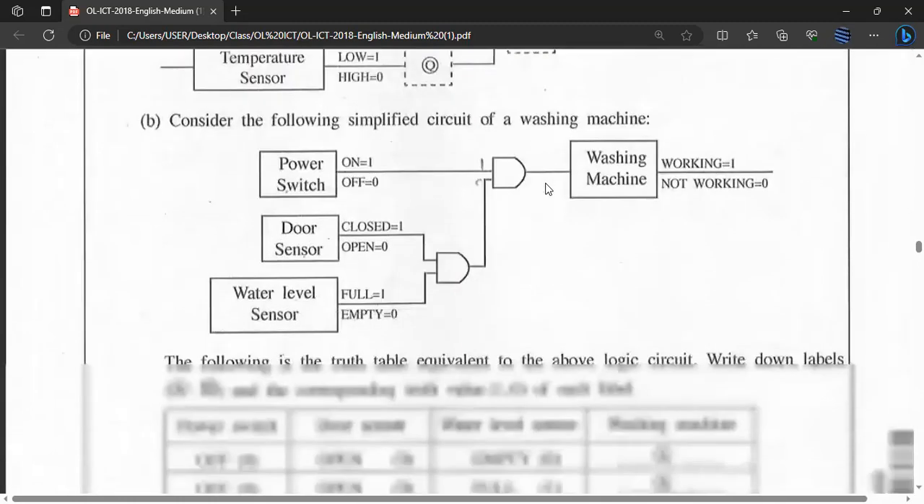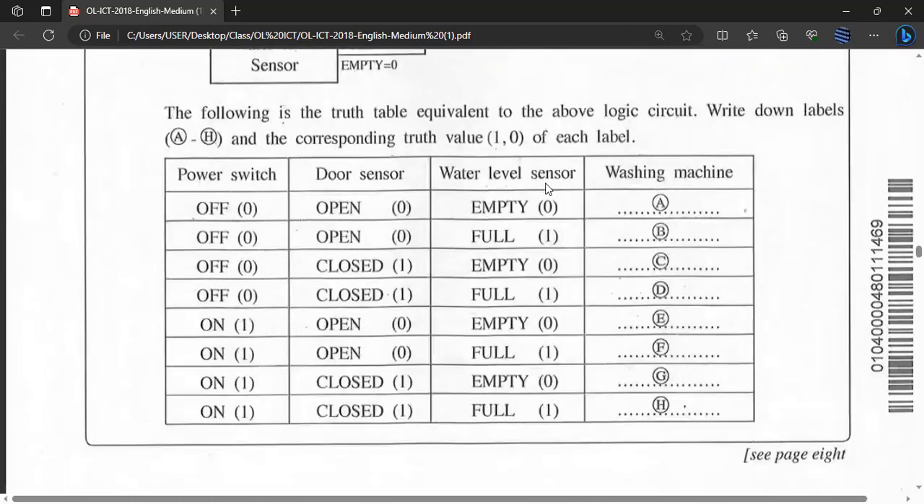Then B, what about B? B also 0. Why B also 0? Here also the switch is off, no? Then C also 0, D also 0. But for E we need to check.